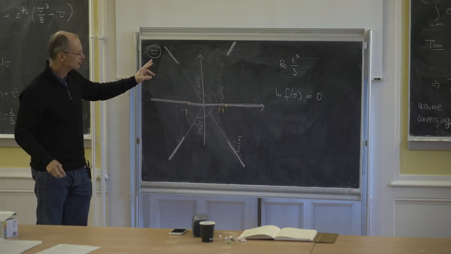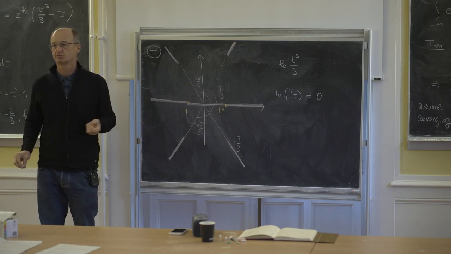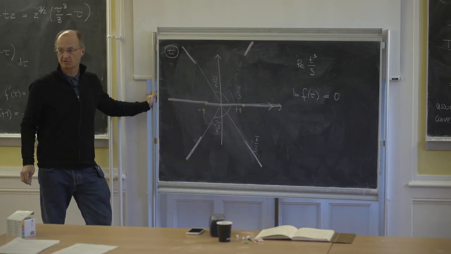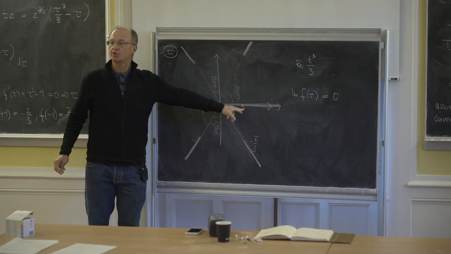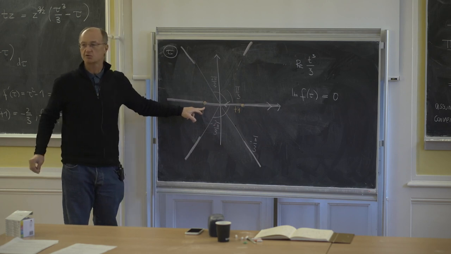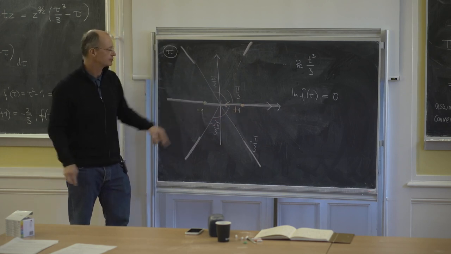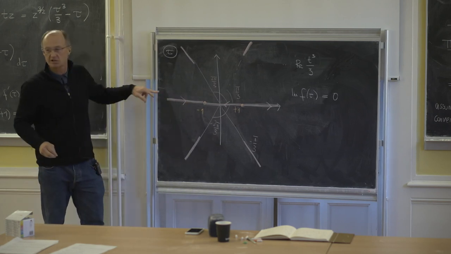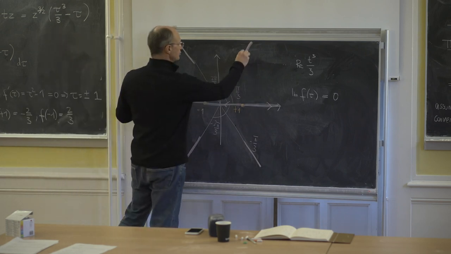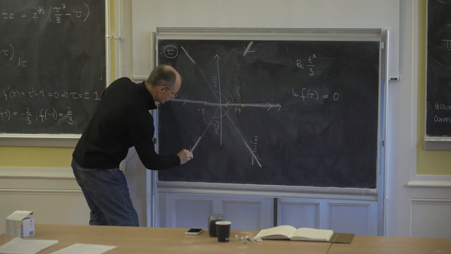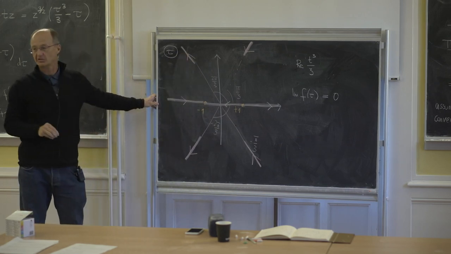Now let me also draw the directions in which the function grows. The function grows here when we go to plus infinity, right? Now this critical point is a local minimum, so the function grows when we go from plus 1 to minus 1. Remember, here it's minus 2/3, here it's plus 2/3. It also grows here, because it's minus infinity. So it grows here, it grows there, and it grows there.